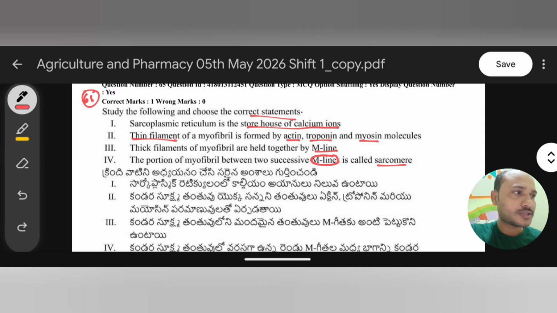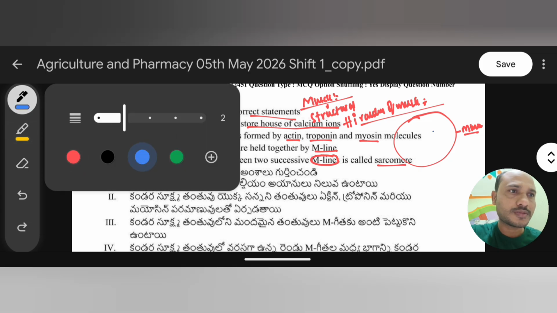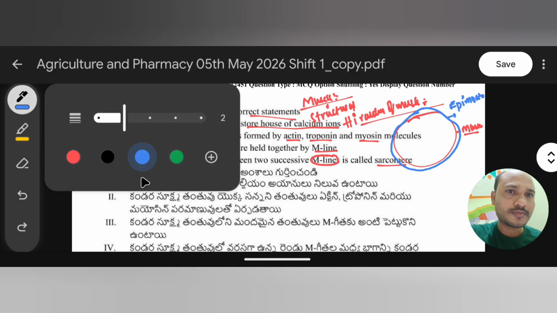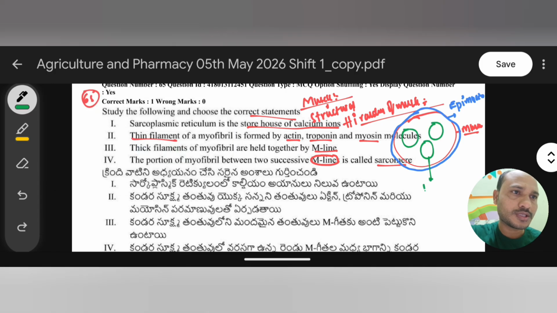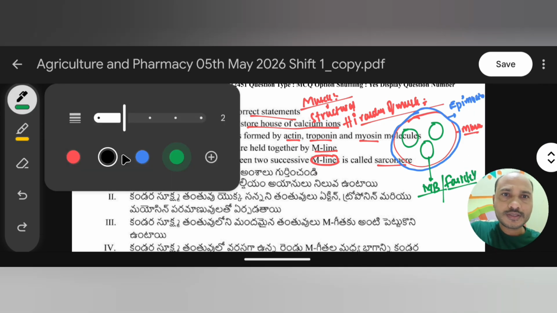These questions came completely from muscle. So here we know the structural hierarchy of muscle. For example, if you have a muscle structure like this, think of it as a muscle, and this muscle is covered with a layer present around the muscle, called the epimysium. Now this muscle contains bundles, muscle bundles like this. These muscle bundles are also called fascicles.